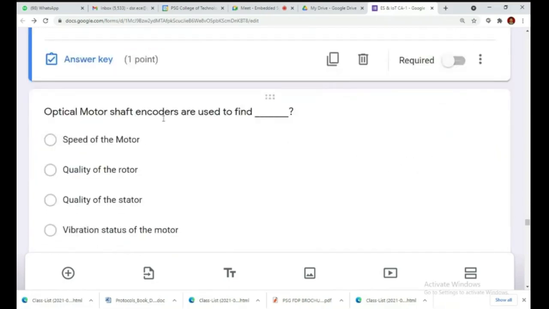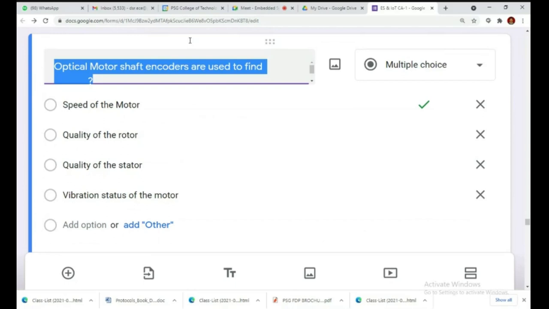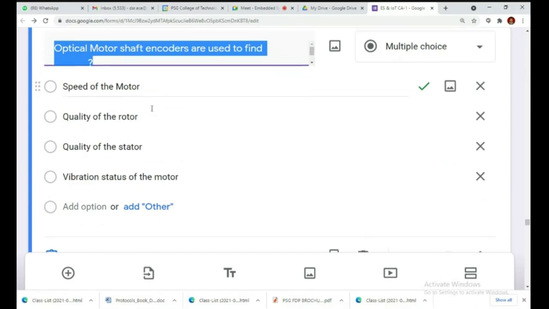So optical motor shaft encoders are used to find... Encoder means, whenever you put the word encoder, obviously it means speed. Speed of the motor is the right answer. Quality of the stator and rotor is secondary. Vibration status of the motor is secondary. But optical motor shaft encoders are mainly used to find the speed of the motor, which is the right answer.